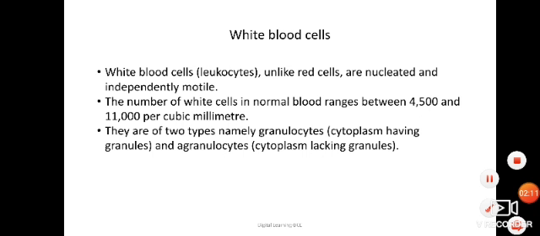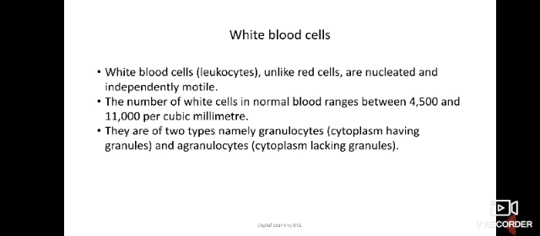Now, let us move on to the structure and function of WBCs or white blood cells. WBCs are also called leukocytes. Unlike RBCs, they are nucleated and independently motile. The number of white cells in normal blood ranges between 4,000 to 11,000 per cubic millimeter of blood.